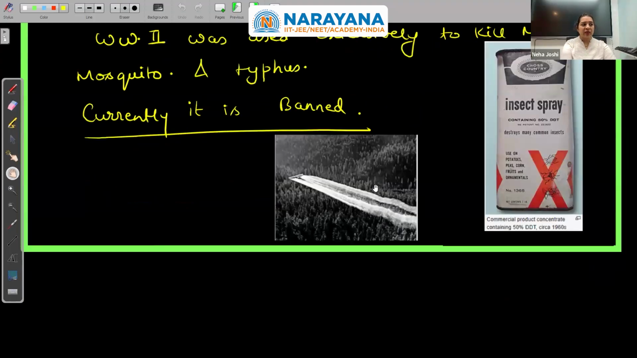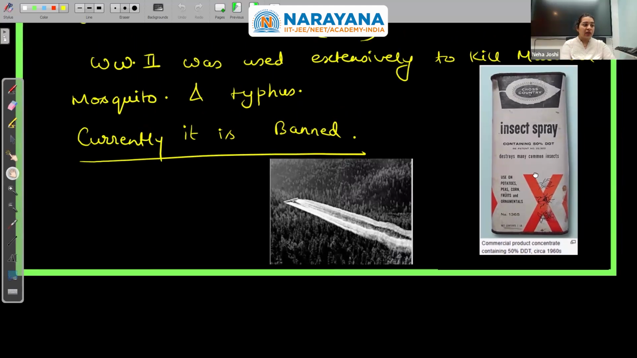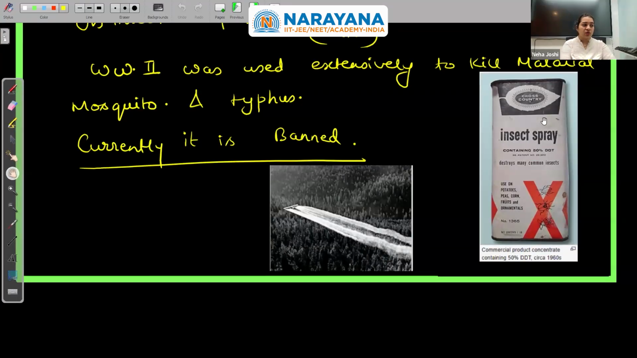Currently, it is banned. At that time, the whole area used to be sprayed from aeroplanes like this. This is how it was sprayed. Okay, and this is how it was sold. This type of packaging was there. Used on potatoes, peas, corn, fruits, and ornamentals. Everywhere it was allowed and killed the mosquitoes. But it is now totally banned. Today we don't use this particular thing, as it causes accumulation of chlorine in the environment, and we don't want that.